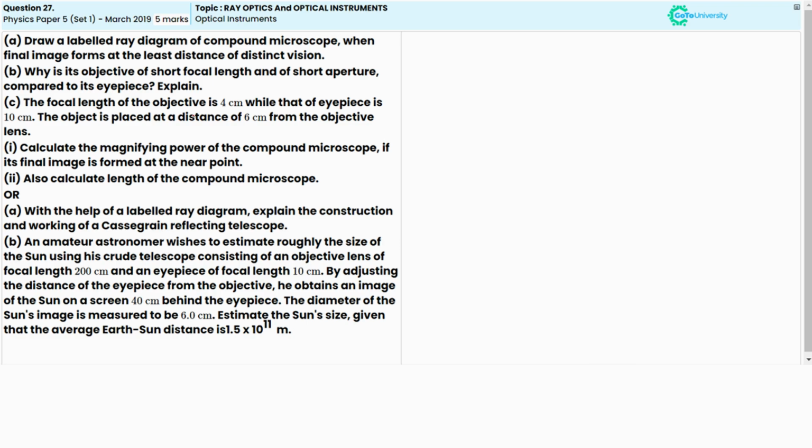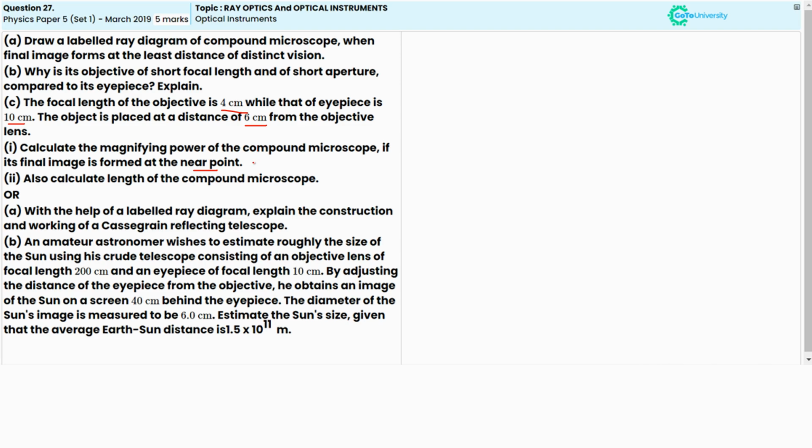The focal length of the objective is 4 cm, while that of the eyepiece is 10 cm. The object is placed at a distance of 6 cm from the objective lens. We need to calculate first, the magnifying power of the compound microscope if its final image is formed at the near point. Second, also calculate the length of the compound microscope.